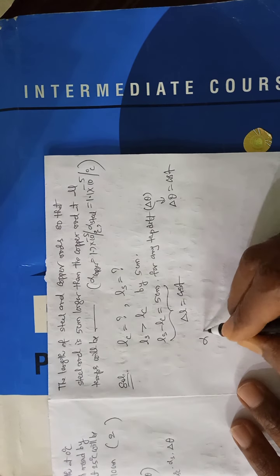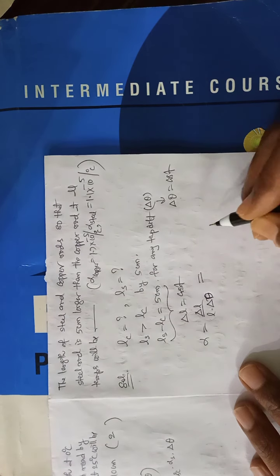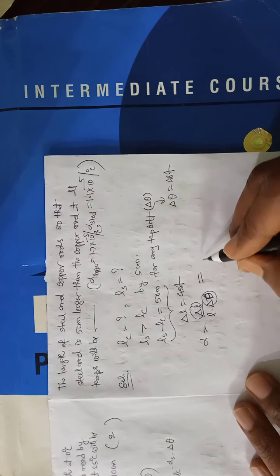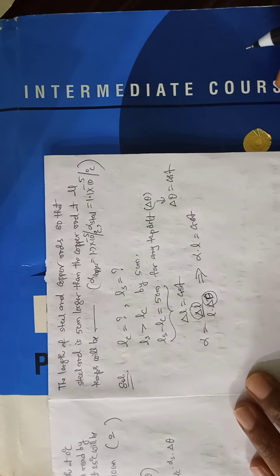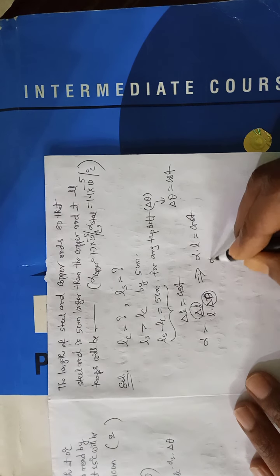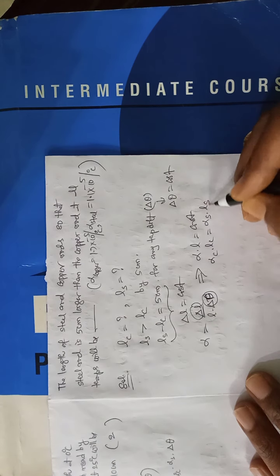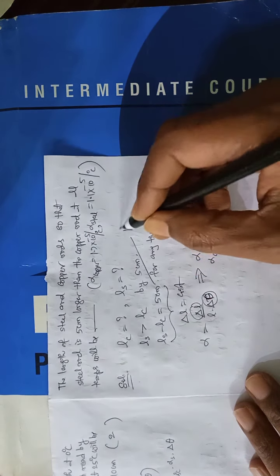Now let us write the formula for linear expansion: delta L by L into delta theta. From this, delta L is constant, delta theta is constant. Take this alpha this side. This implies alpha into L is equal to constant, or alpha C LC is equal to alpha S LS. So this is equation 2, and the earlier one is equation 1.